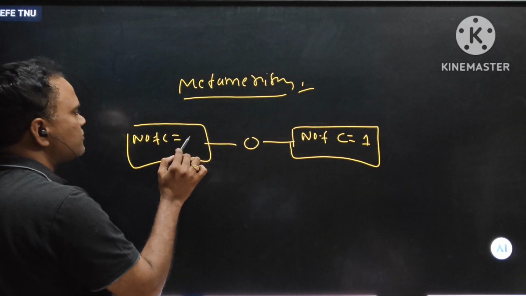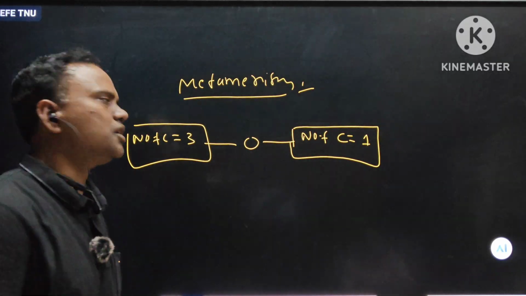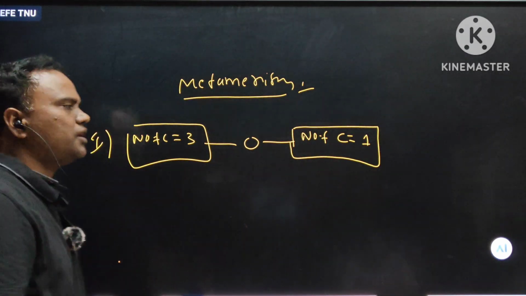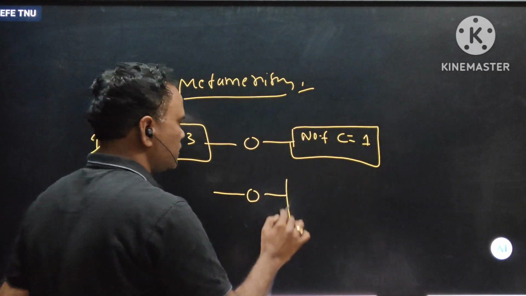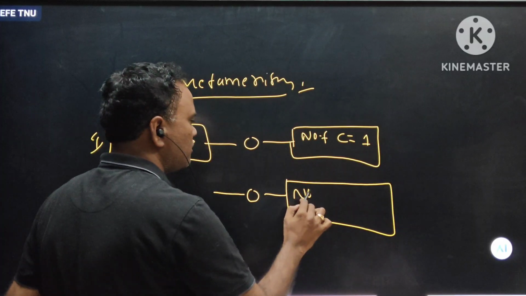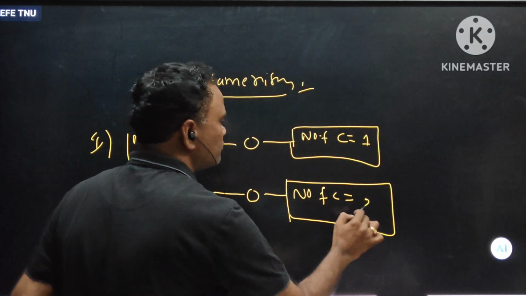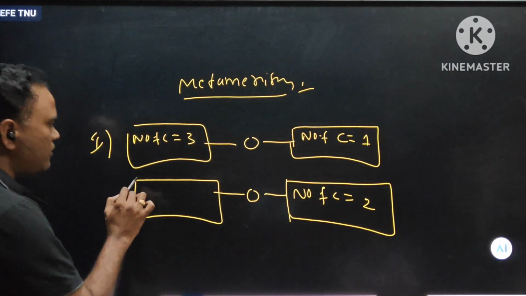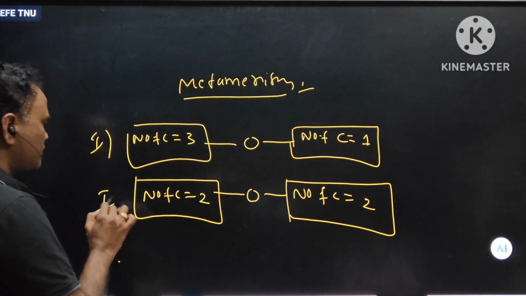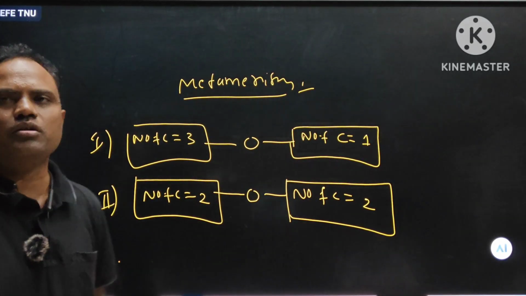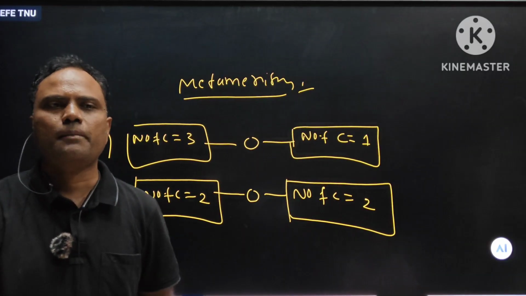Number of carbon atoms are 3. This is one ether. I am taking another ether. Another ether, number of carbons 2. This side number of carbons 2. Now 1 and 2 are called metamers.